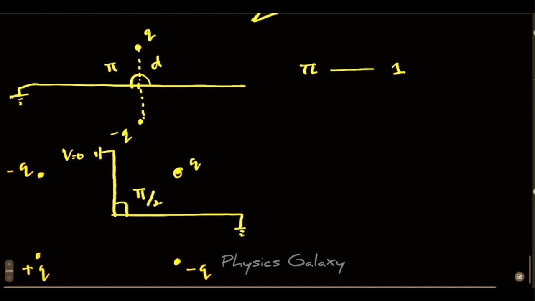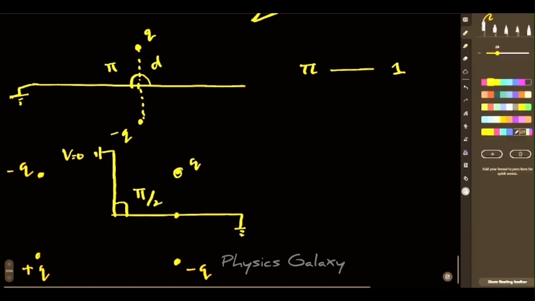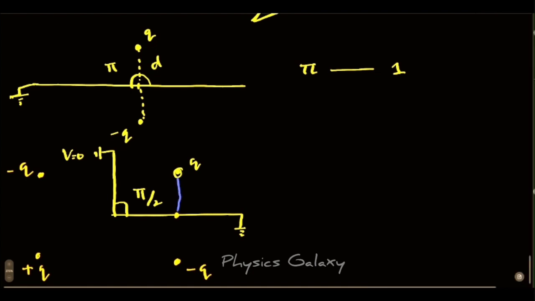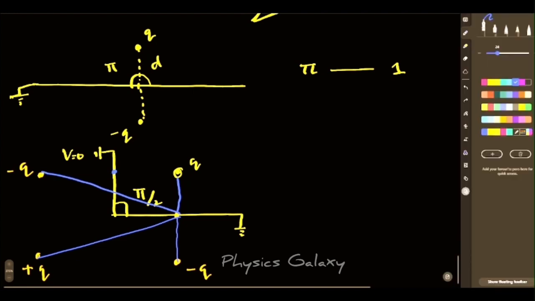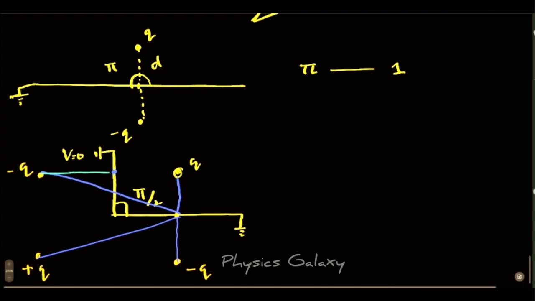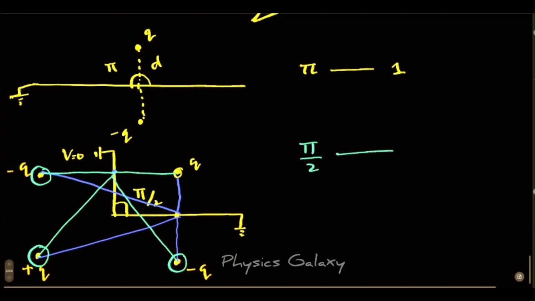any point, suppose this point, if I calculate the potential at this point due to all four charges, this is the same distance, this is the same distance, so the potential will be 0. Similarly, if I take any point here, the potential due to this charge and this charge would cancel out, and the potential due to this charge and this charge would cancel out. So this is the configuration. How many image charges did I have to place? When the angle was pi by 2, the number of image charges is 3.